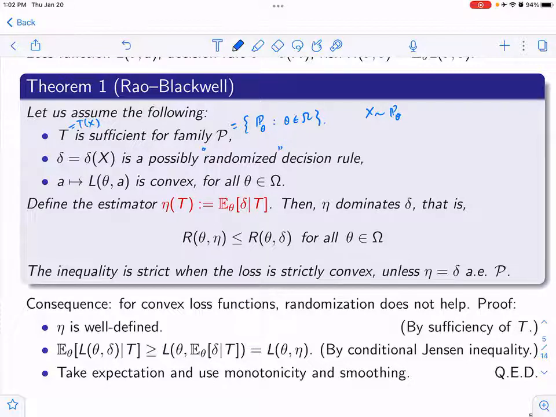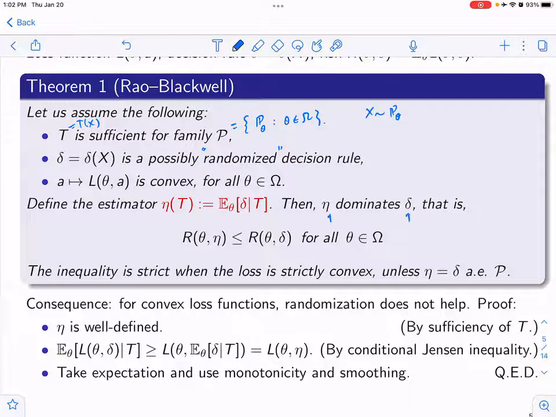Then we can define an estimator. So given an estimator delta and a sufficient statistic, we can define a new estimator. So if you recall this conditional expectation, this is like a projection of delta onto T, the best approximation of delta by that sufficient statistic. So this, by definition, if you recall, is going to be a function of T. So it's a new estimator, which is only a function of the sufficient statistic. Then this eta will dominate delta.